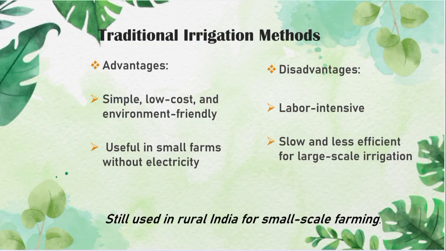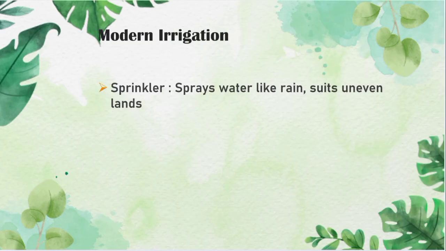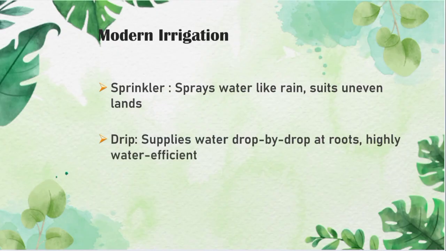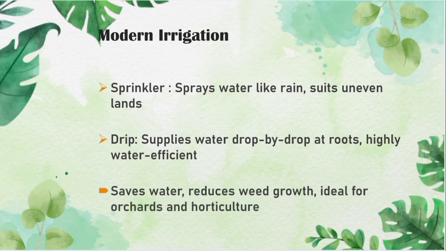Modern irrigation. Sprinkler sprays water like rain, perfect for uneven lands. Drip supplies water drop by drop directly to the roots, highly water efficient. These modern systems save water, reduce weed growth, and are ideal for orchards and horticulture.